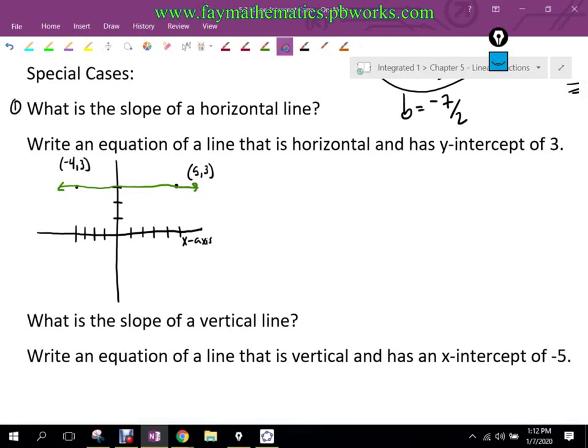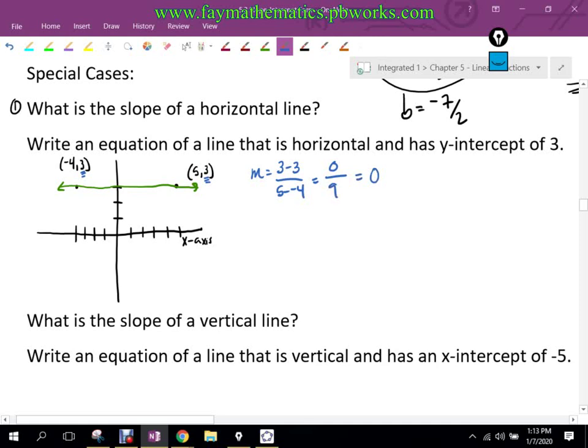If I'm going to find the slope of that green line, don't you take that y value minus that y value in your numerator? So slope will be 3 minus 3 over 5 minus negative 4, right? What's 3 minus 3? 0. 5 minus negative 4 is 9, right? But what's 0 divided by 9? 0. So the slope of that green line is 0.